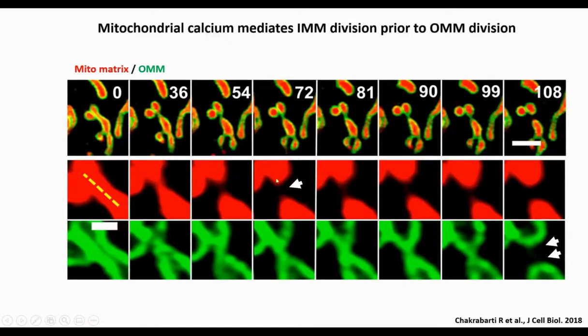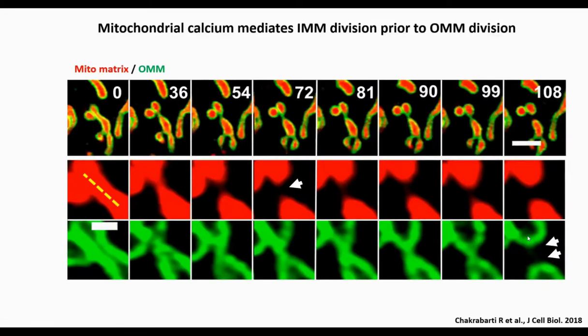Upon calcium influx, what you see is the inner membrane dividing first, right over here. So these are blown-out images, in which we tried to see if there was any tether of the matrix, but we couldn't find any. But the outer membrane is still connected over here. And then the outer membrane finally divides in this region.